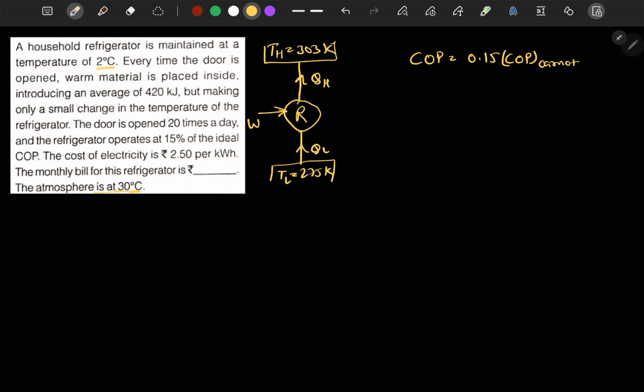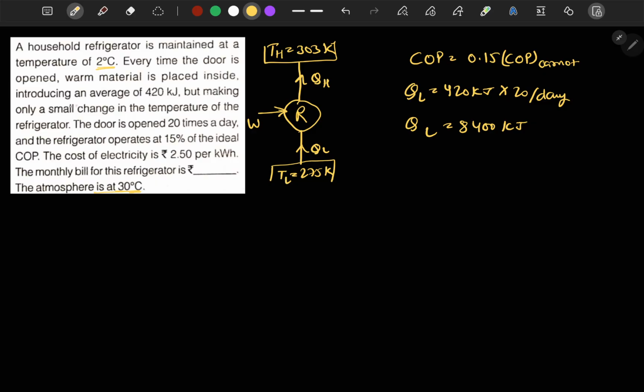Now it is given that the load on the refrigerator will be 420 kilojoule every time the refrigerator is opened or something new is placed inside, and this is done 20 times per day. So in a day, QL is equal to, on multiplying this, 8400 kilojoule of heat that needs to be rejected on a daily basis.